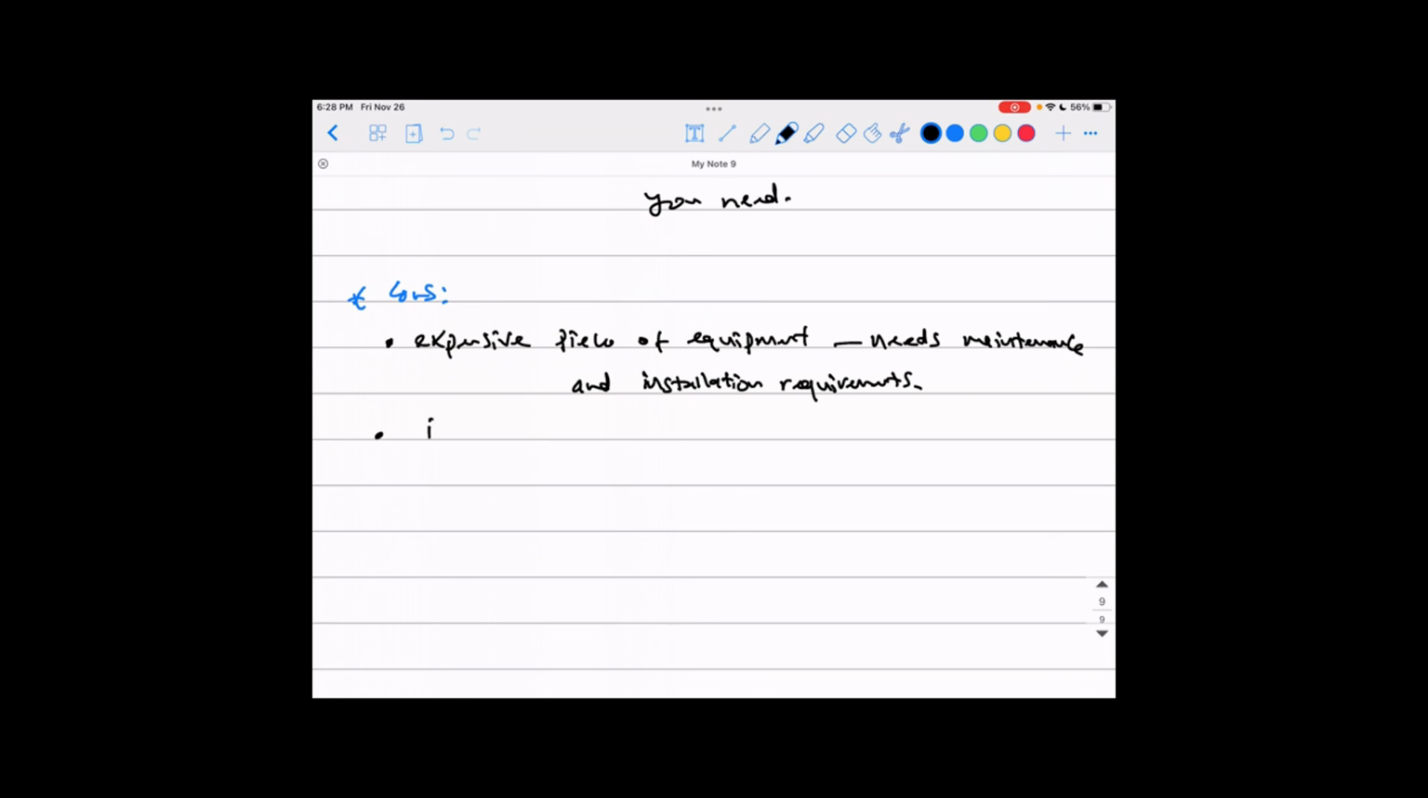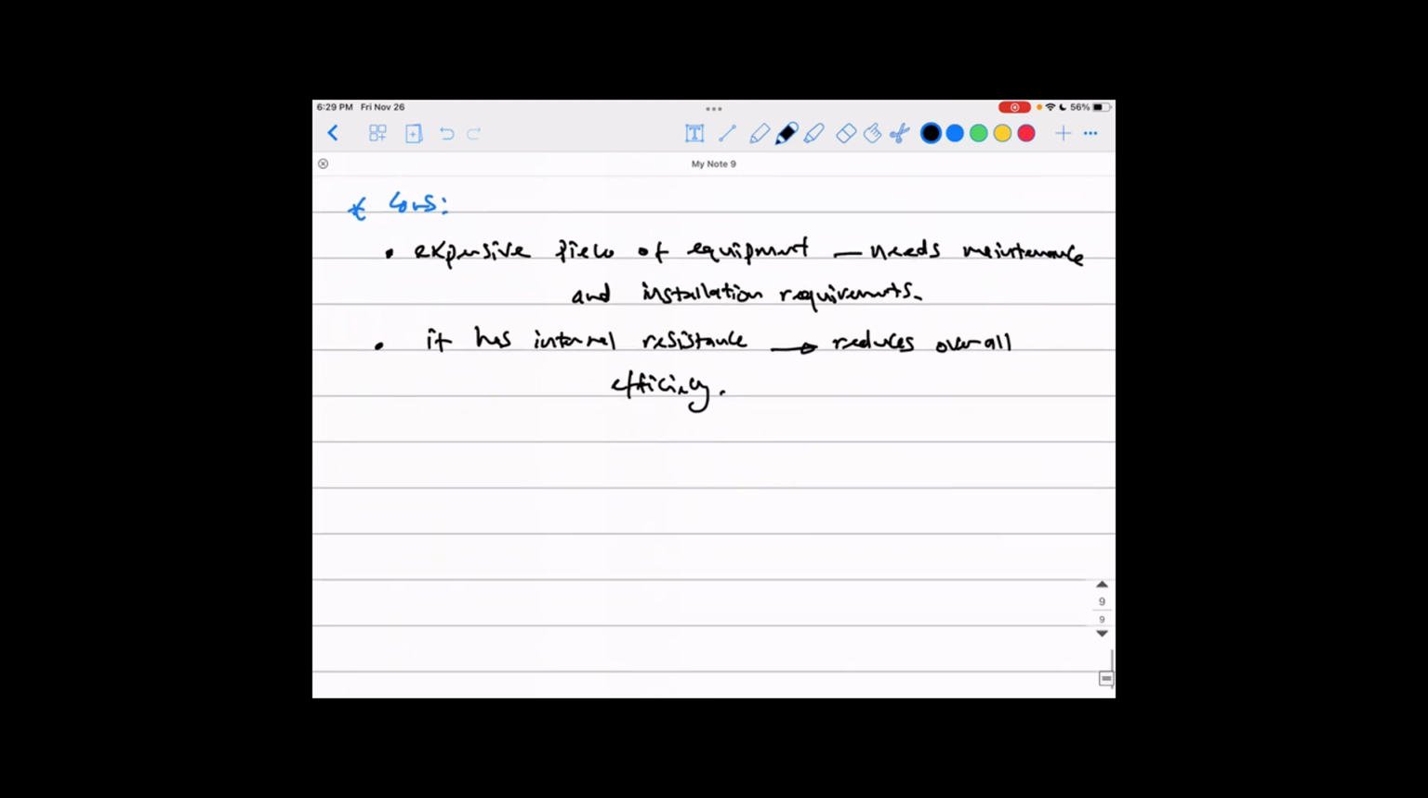Again, it has internal resistance, so you have added resistance, and this reduces overall efficiency, because this transformer is not ideal. It has internal resistance, and that means more copper losses and all that stuff.